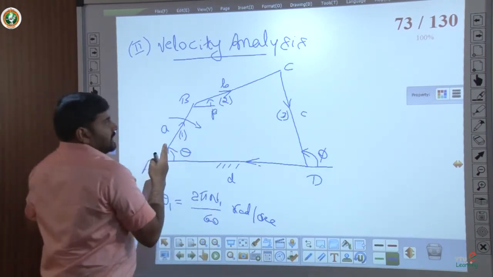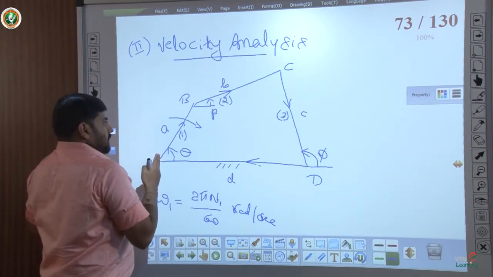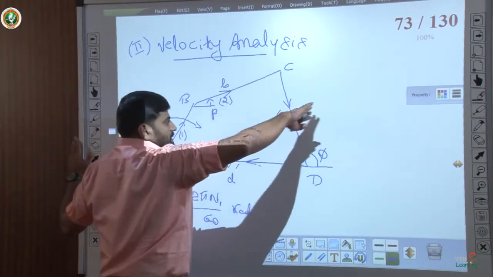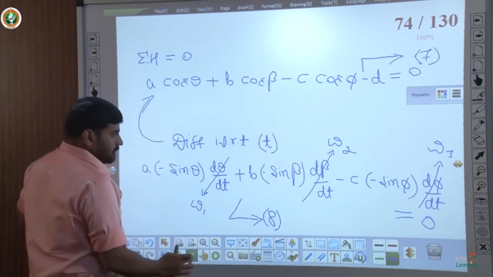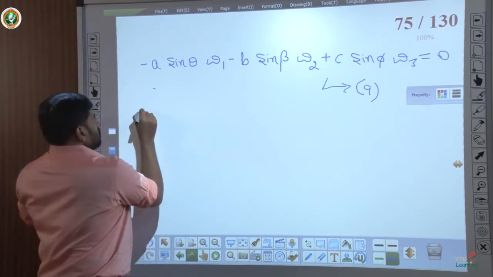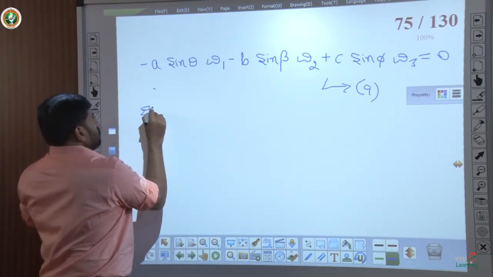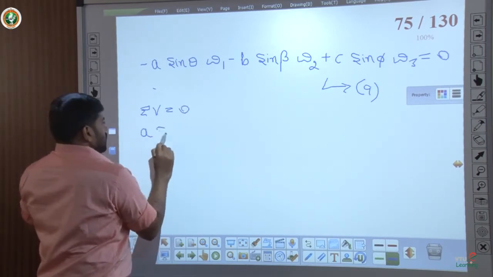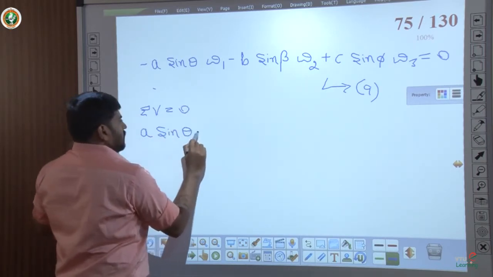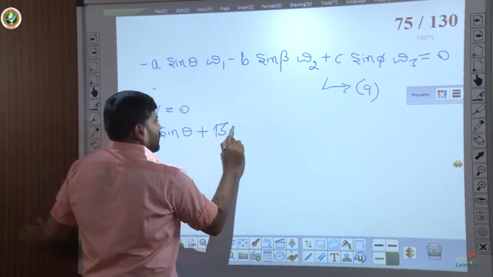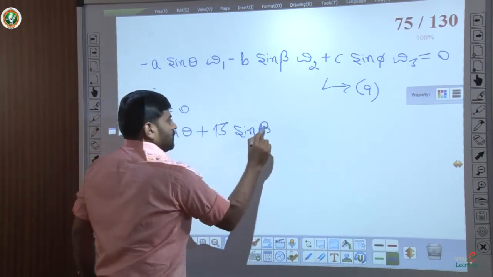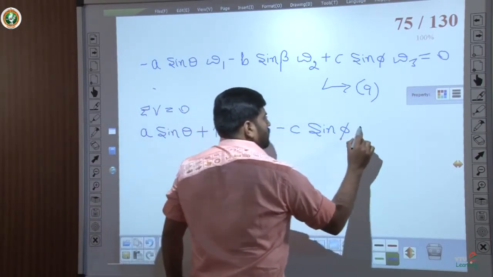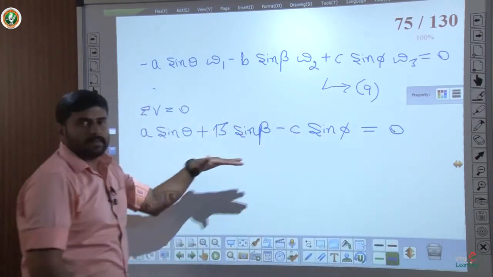Now resolve the vectors vertically. If I resolve the vectors vertically, I will get a sin theta, b sin beta and minus c sin phi, correct? So if I do the summation of vertical components equal to 0, I will get a sin theta plus b sin beta minus c sin phi is equal to 0. So this is the displacement equation, correct?